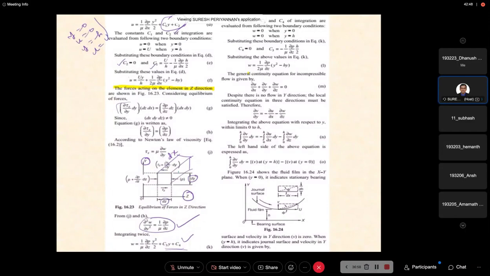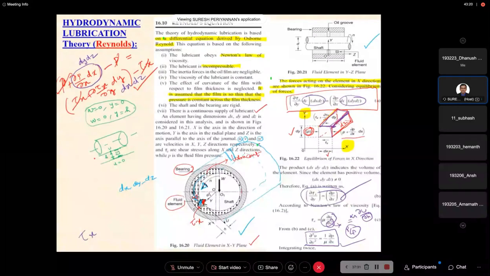The boundary condition we already know, even from the last class. When y is equal to 0, w is equal to 0. When y is equal to h, w is equal to 0. I come to this figure. See, this is the figure. You can consider it for understanding how it is 0.